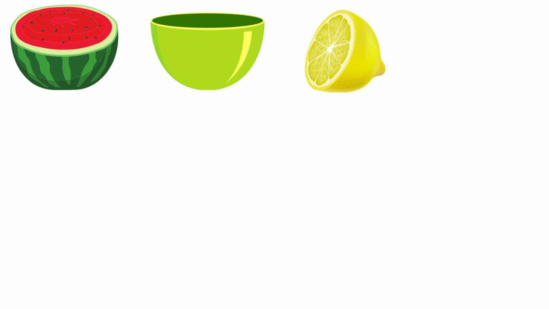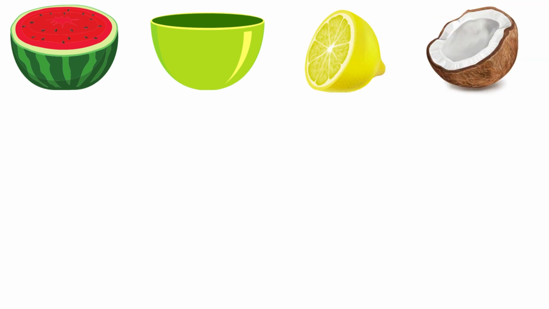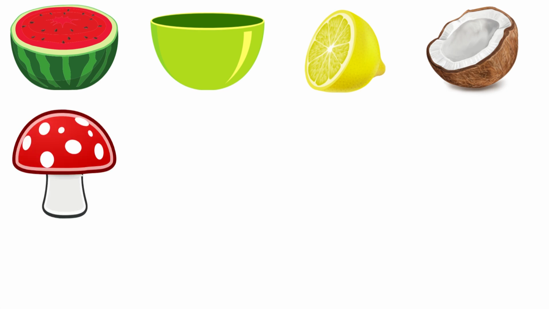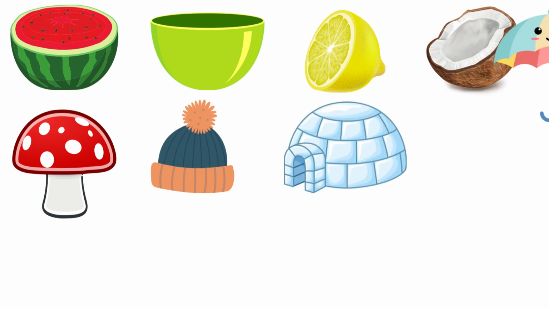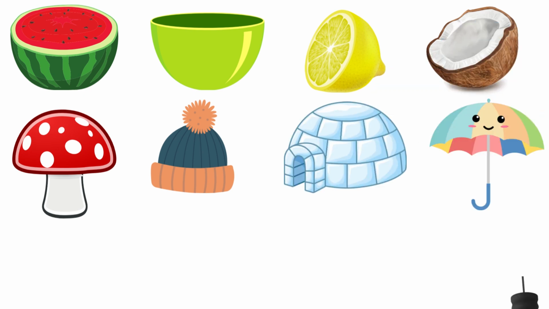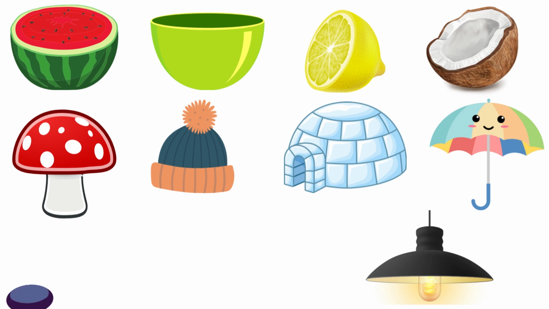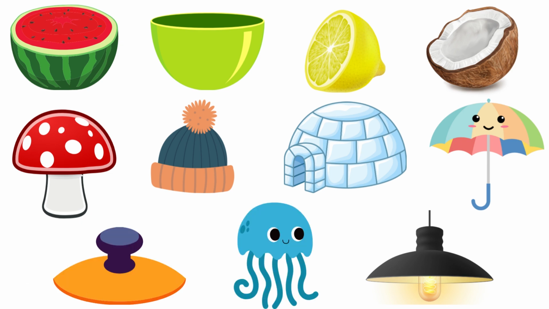You can see me as a half watermelon, as a bowl, as a half lemon, as a coconut cap, as a mushroom cap, as a winter cap, as an igloo, as an umbrella, as a ceiling lamp, as a lid, and as a jellyfish. Half round, half flat, that's me.